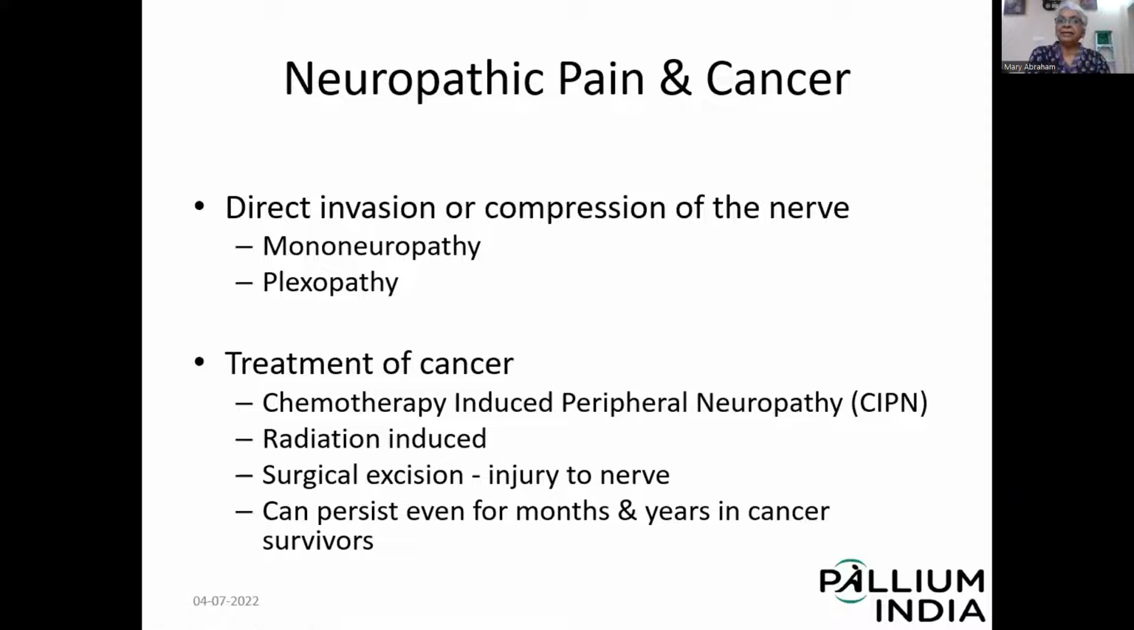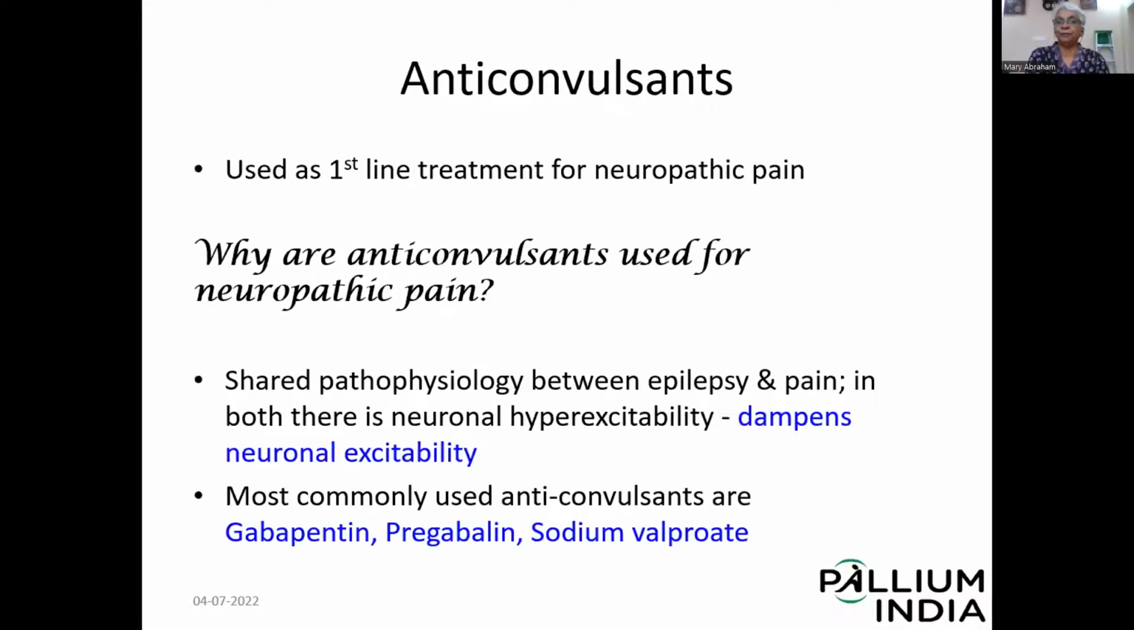Why does it occur? It occurs because of direct invasion or compression of the nerve, or it could be because of the treatment of cancer, like chemotherapy can cause damage to the peripheral nerves, causing chemotherapy-induced peripheral neuropathy, or it could be radiation-induced. It could be due to surgical excision of the tumor when there's injury to a nerve. But sometimes this pain can persist even months and years after the cancer is cured. Even in cancer survivors, you can still have neuropathic pain, okay, because of the damage to the nerve that has occurred, which has not come back to normal.